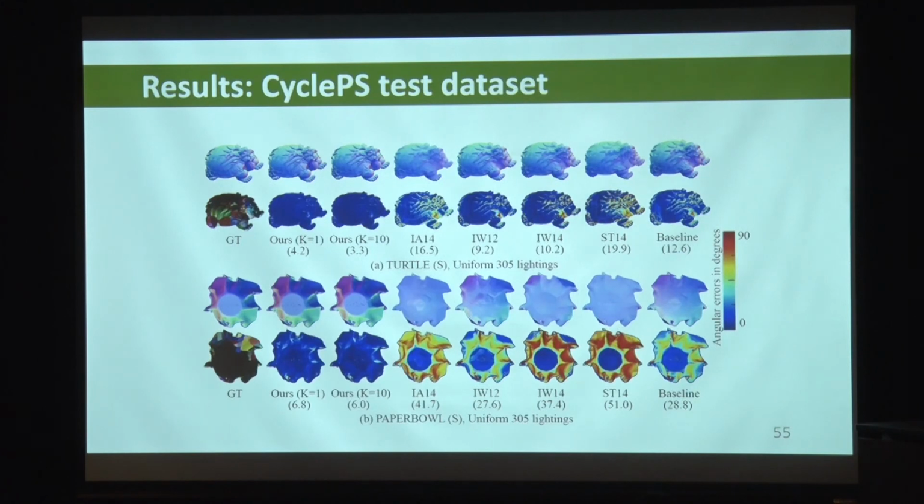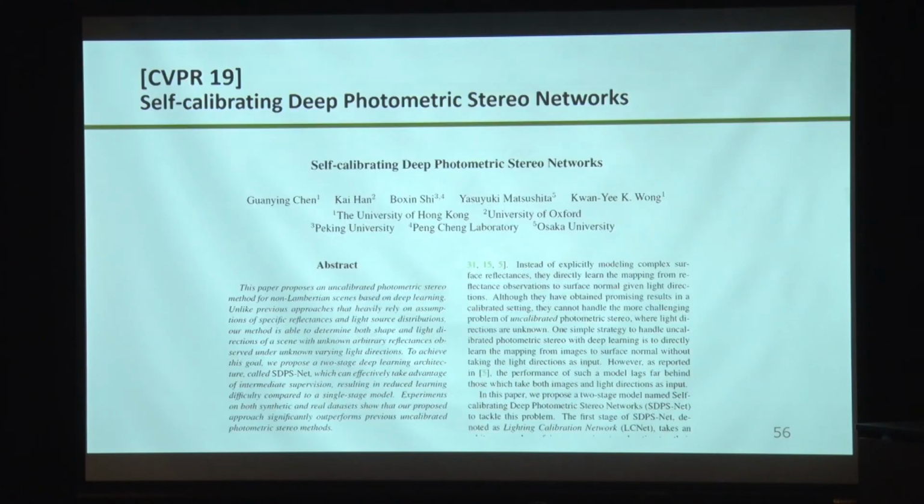And this is another quantitative evaluation using their own data set, they call it the CyclesPS test data set, because this data set contains some objects with global illumination especially, which is not included in the real data set in our DiLiGenT. And in the year of CVPR 19, people began to think about whether we can solve uncalibrated photometric stereo using deep learning, and this is an oral paper in that year.